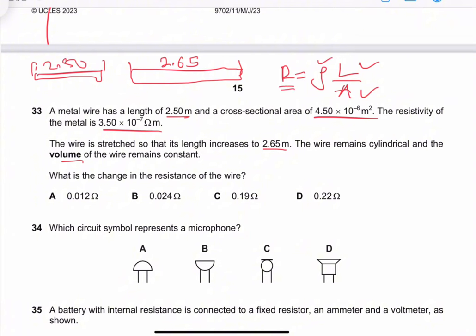And I find the resistance when the length is 2.5. And then I'll find the resistance when the length is 2.65. Then I just subtract the two. I get my change in resistance, okay? So let's work this out. Initially, I'm given wire R, so I want to find the initial one. I've said that it's rho L divided by A, right?